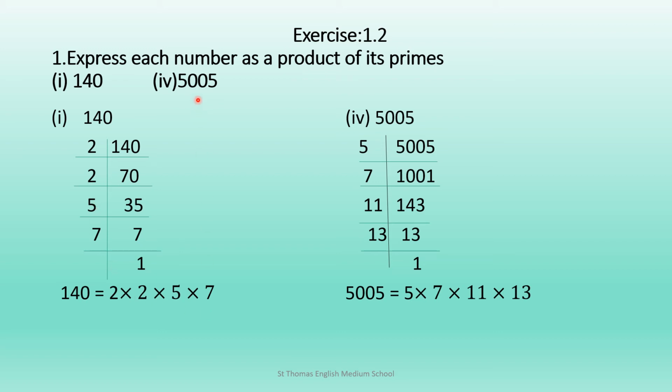Now, moving to the next number, that is 5005. It is divisible by 5. So you get 1001, and 1001 is divisible by 7. You get 143. 143 is divisible by 11. You get 13. 13 is divisible by 13. Therefore, it is 1. Now you have to express 5005 as a product of primes. That is 5 multiplied by 7 multiplied by 11 multiplied by 13. So now clearly you can see the fundamental theorem of arithmetic, that it states that every composite number can be expressed as a product of primes.